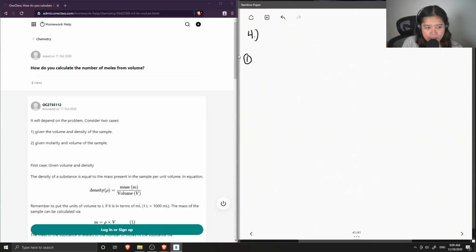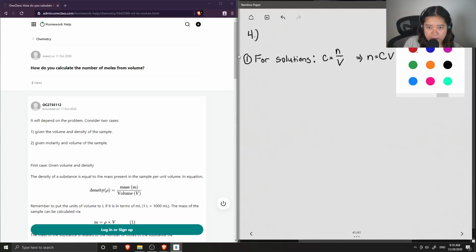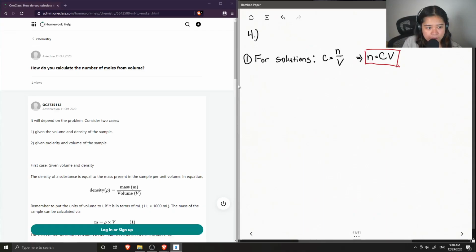So there are different scenarios. For solutions, if we are given concentration and we're also given volume, then we can calculate the number of moles. Concentration is equal to number of moles over volume. So we can rearrange this equation and solve for number of moles by multiplying concentration times volume. So that's one of the simpler scenarios.